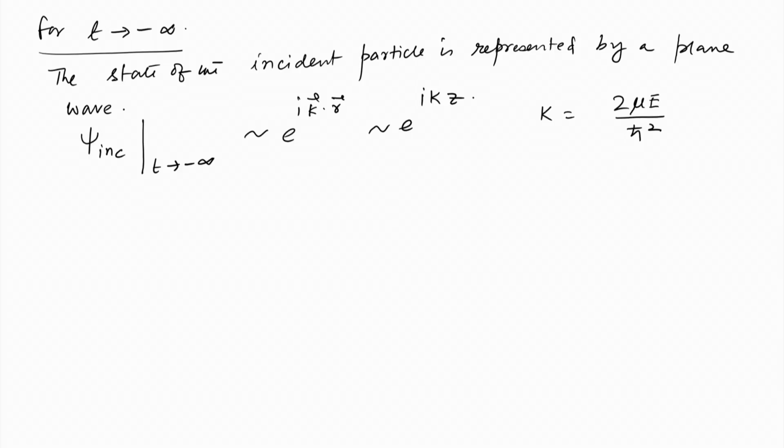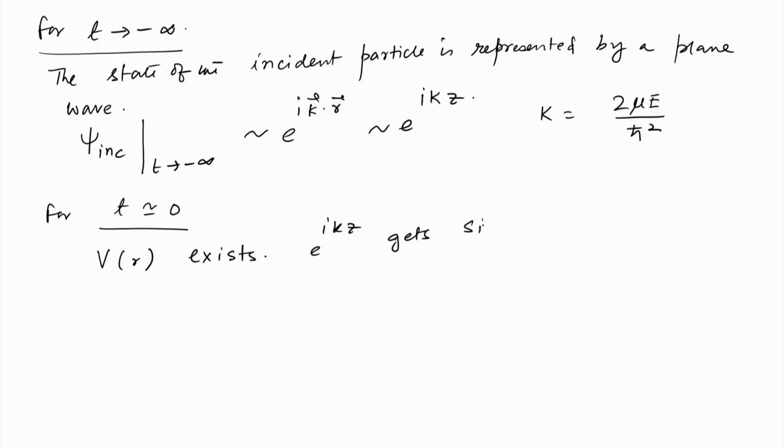So, after that, of course, for when the scattering occurs, and I am just thinking that that is roughly at the time in the middle of minus infinity to plus infinity. So, at the time when the scattering occurs, the particle reaches a region where there is a V(r), and this exponential i k z gets significantly modified.